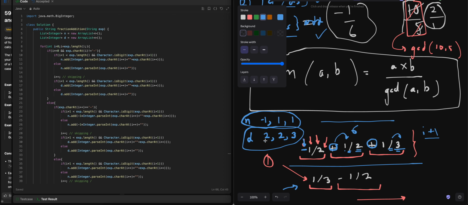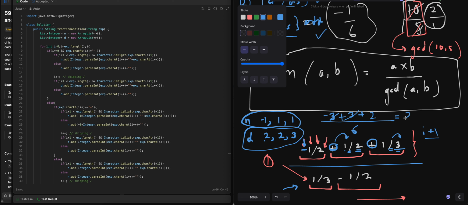So let's do that for all the denominators. 6 divided by 2 will get 3, so it would be -3, and we'll simply add all the values. Then 6 divided by 2, the value would be +3. Then 6 divided by 3 would come as 2. So these two values would cancel out.